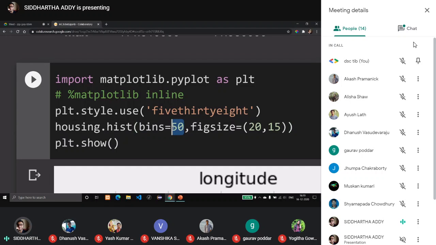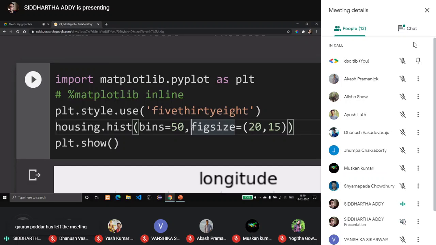Change this number to a random number and see what happens. You will understand, but it is not something directly related, so that's why I am not very concerned about it. 50 is a standard number, but if you decrease the number to 2 or increase it to 100, see what happens. Then you will understand what this means.